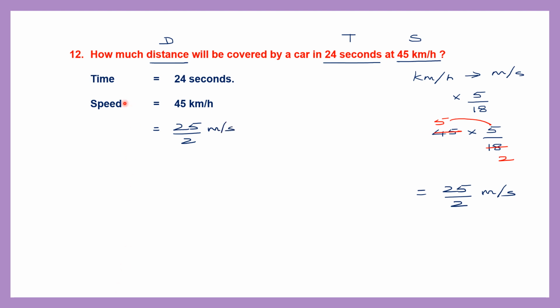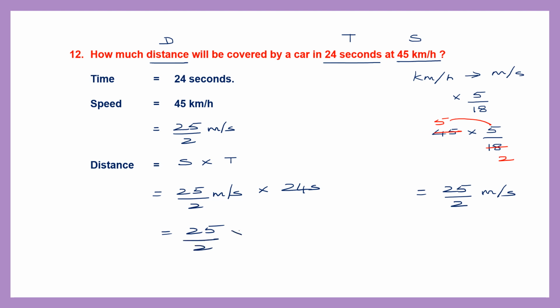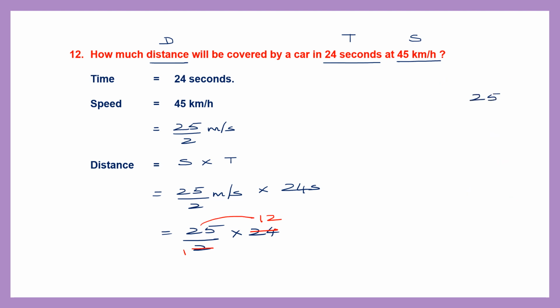So now we have time in seconds, speed in meter per second. So now we can find the distance. The formula to find the distance is speed into time. And speed we just found out to be 25 by 2 meter per second into time, that is 24 seconds. So let's multiply this, 25 by 2 into 24. So here we can cancel 2 and 24. 2 ones are 2, 2 12s are 24. So nothing more to be cancelled. We just multiply 25 into 12. So let's do that multiplication.